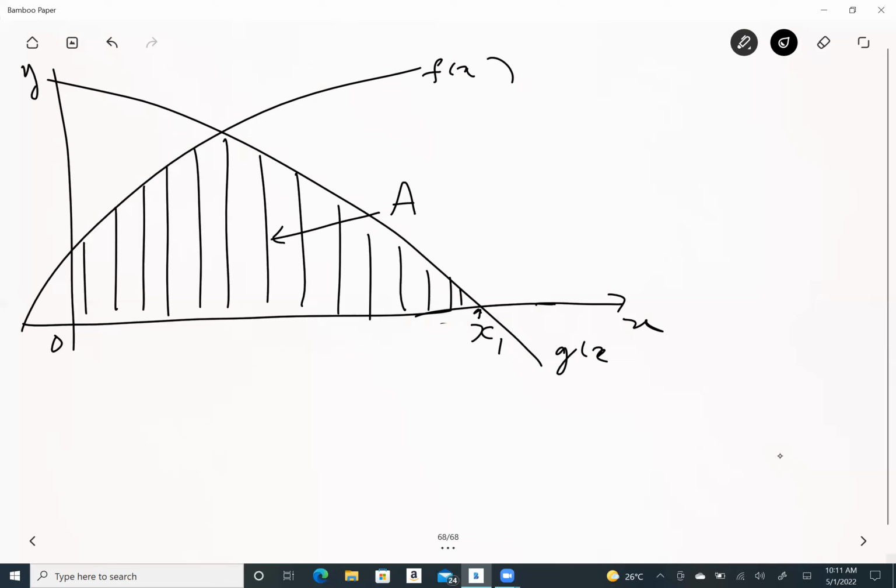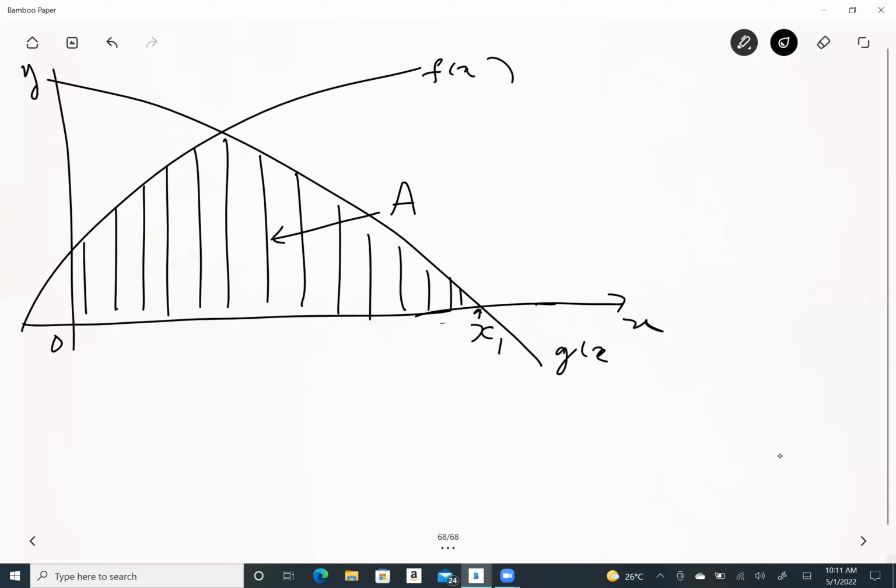Anybody give me some information. How can I find area A? Area under what functions? Just tell me, you don't have to go into a lot of detail. Just tell me area under what function. Function g of x, sir. Function g of x, okay?